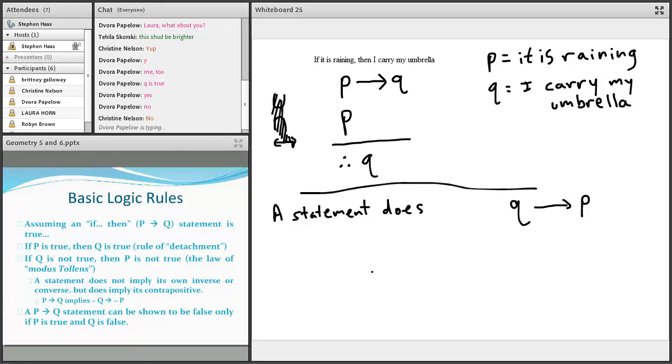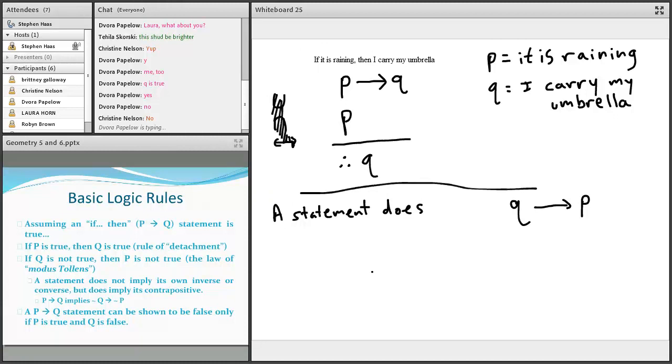Why? Well, from a logical perspective, just from my example's perspective, I could be carrying it for a different reason. I could be carrying it to keep out the sun, or I could be carrying it to keep out the snow, or the hail, or the sleet, or whatever. The fact that I carry my umbrella does not necessarily mean that it's raining.